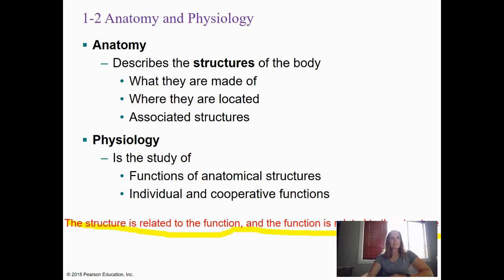So form meets function. An organ is put together a certain way to allow a specific function. Anatomy is structures: what are they made of? Where are they located? What other structures might be associated with them? Physiology is functions, the functions of those structures, both individually and cooperatively. The functions cooperate with one another throughout the different systems.